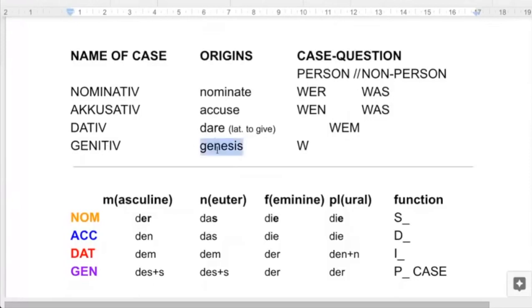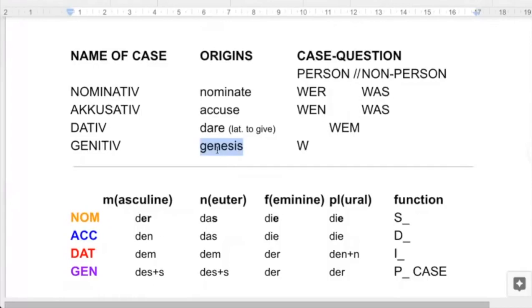But it comes from the word Genesis, which you might know from the Bible or from the lousy Terminator movie. And it means Genesis, something that is generated, that is coming into life. And how do you come into life? Through your relatives. Your closest relatives are your mother and your father.